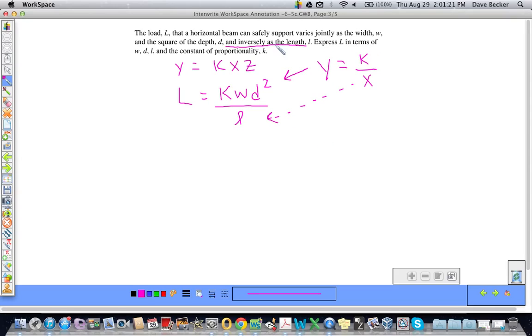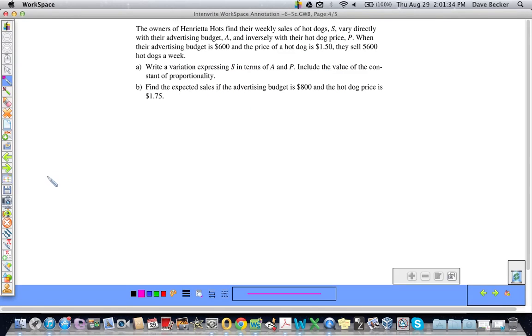Express L in terms of W, D, L, and the constant of proportionality, K. And we already did that right there. So you just have to read carefully, use your known formulas, and there you go. Okay, let's try this example.